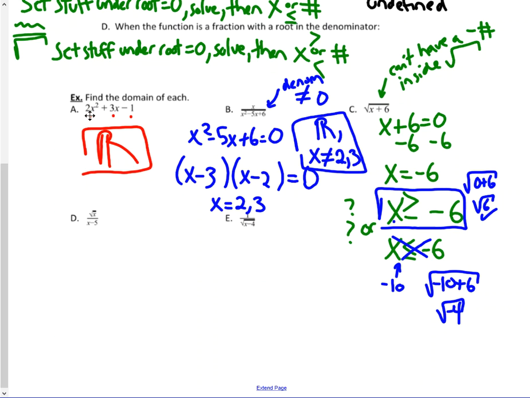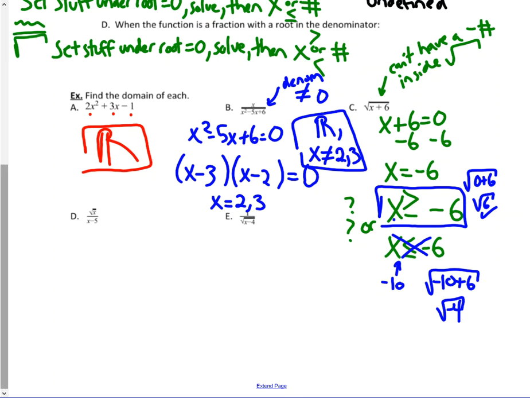All right. Last two problems of this section. We have the square root of x over x minus 5. All right, so now I see we have both a root and a fraction. So we've got stuff under the denominator and stuff inside the root. So we have to look individually at both of these items and see what makes sense. So underneath the root, we can't have a negative number underneath the root, so x must be greater than or equal to 0.